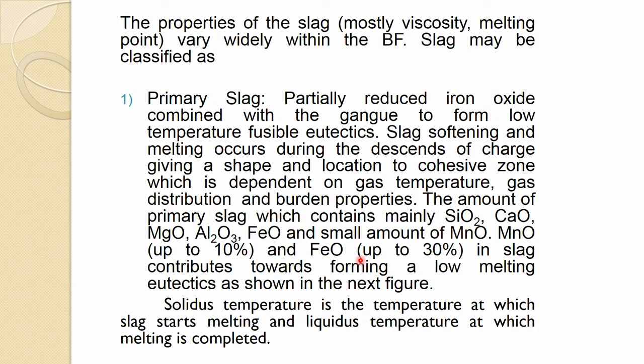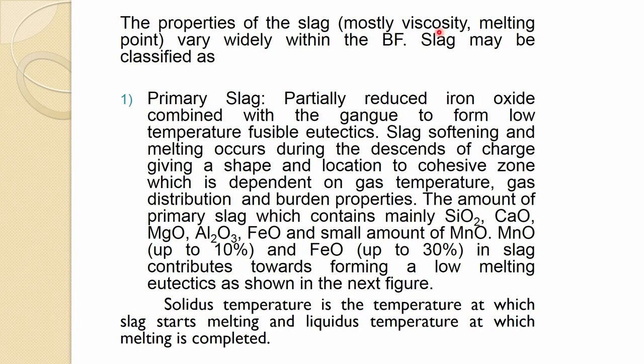Now, the slag is not only forming just at the hearth, it starts forming somewhere from the cohesive zone, where it starts melting a bit. So, gangue material combines and forms slag. So, you have a different type of slag from the cohesive zone to the hearth region, and these are the ones which we would be discussing now. The properties of the slag, mostly viscosity and melting point, vary widely within the blast furnace.